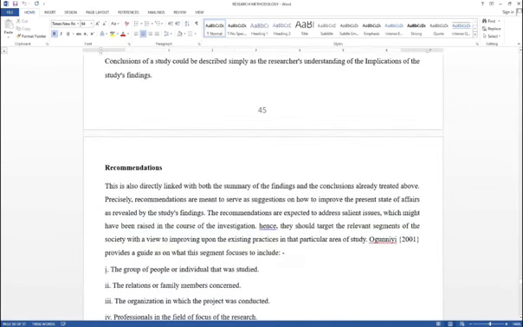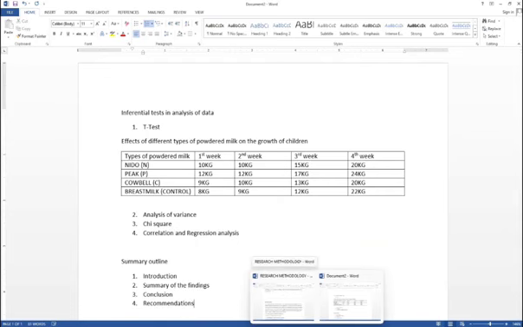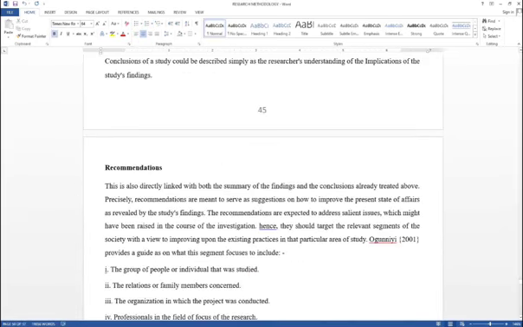We go to recommendation. After your conclusion, you have your recommendation. It is from your conclusion that you get your recommendation, based on your summary and what you have concluded. It is from that conclusion that you begin to make your recommendation.